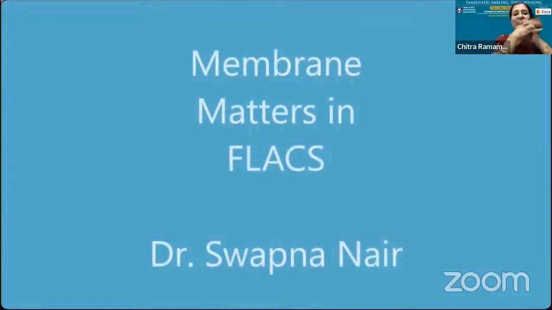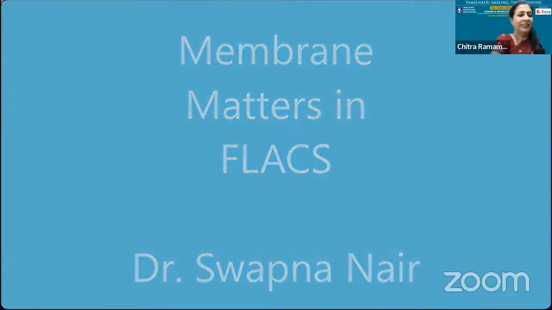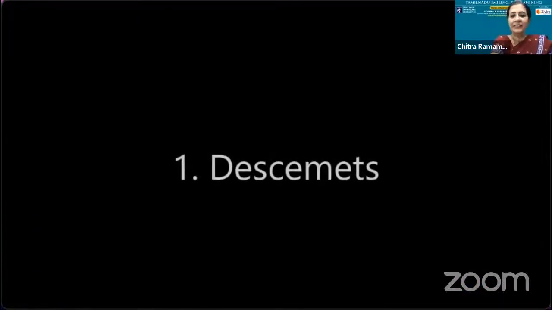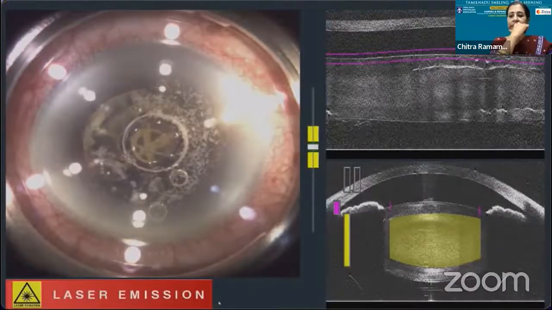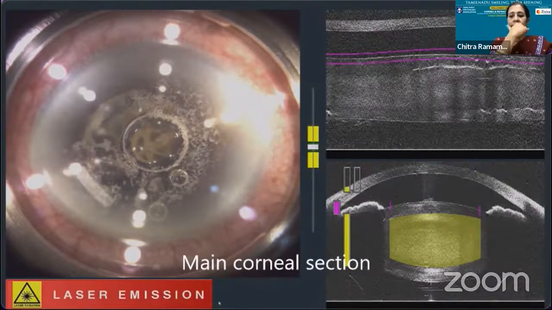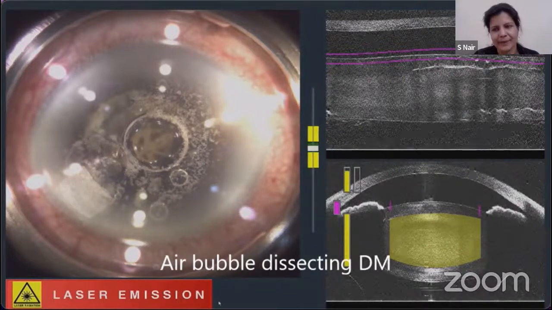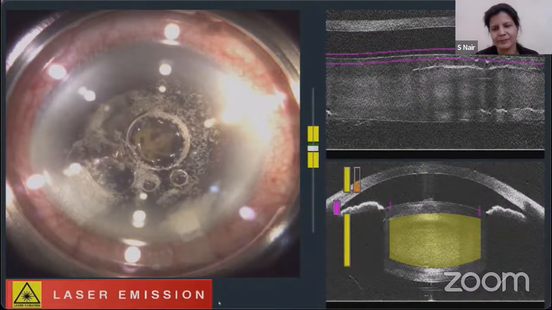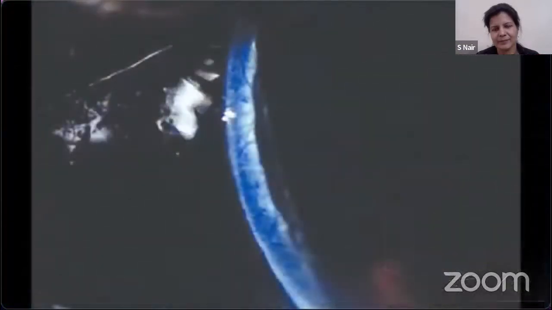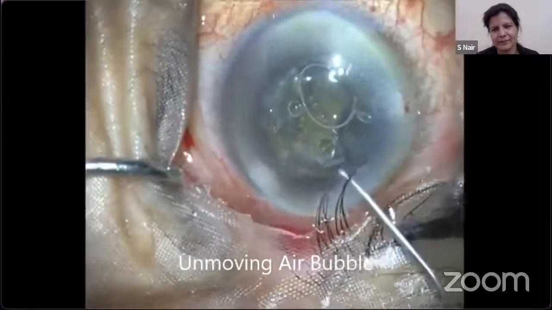Membrane matters in flaps. The first membrane encountered in the eye during flax is the Descemet's membrane. So we'll start with the Descemet's membrane. Here's a laser section being made on the cornea. You can see how an air bubble starts at the inner lip and expands onto the central cornea. This has caused the Descemet's membrane to lift off the cornea and create a potential space, as evidenced by that unmoving air bubble.